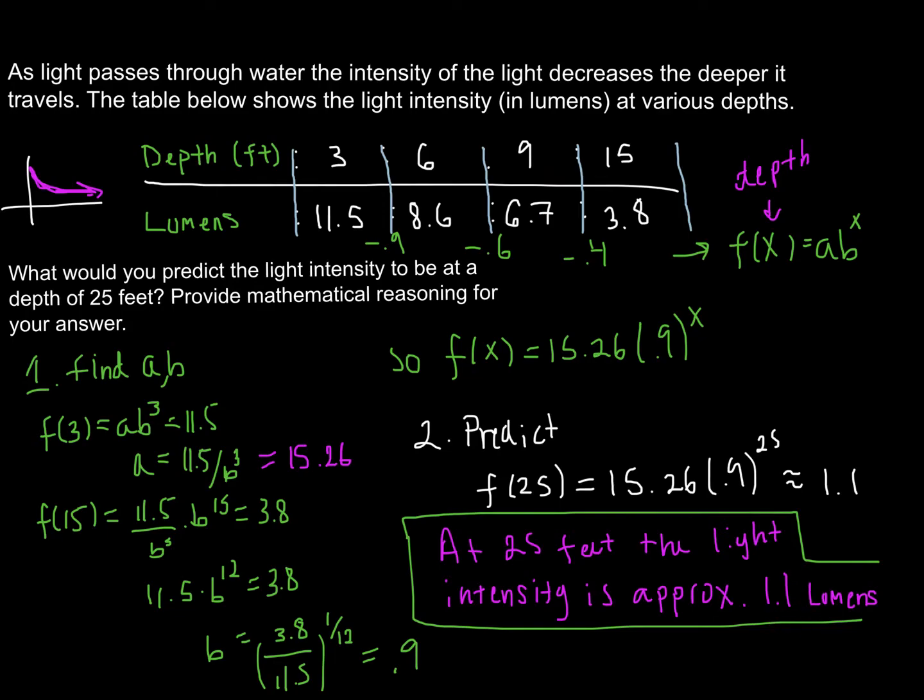And of course then when I find my value, I plug in 25 and see that I will get about 1.1 lumens. Think about whether that makes sense or not. It seems like it's decreasing and getting closer and closer to a 0 value, so that seems to be what I'm looking for.